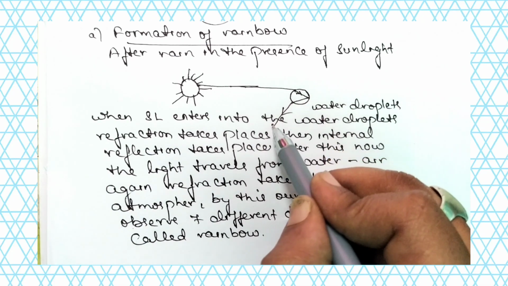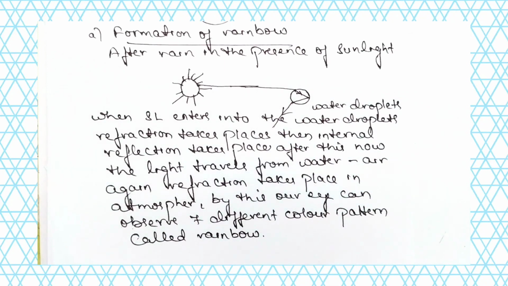The refracted ray will be absorbed by the observer. Now observer is observing 7 different color pattern, and these 7 different color pattern is called as rainbow. So like this the rainbow is formed. Now let us know how the sky appears blue.